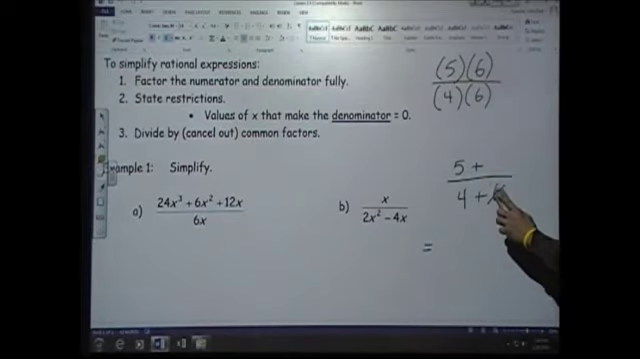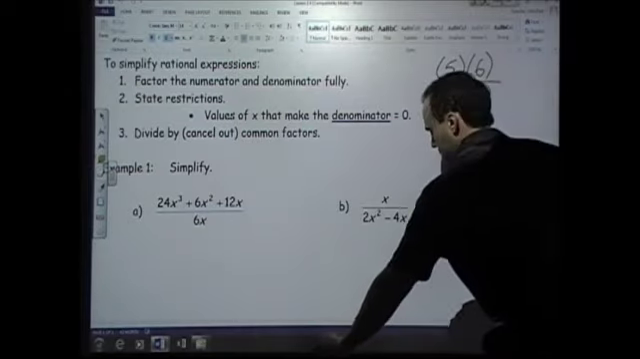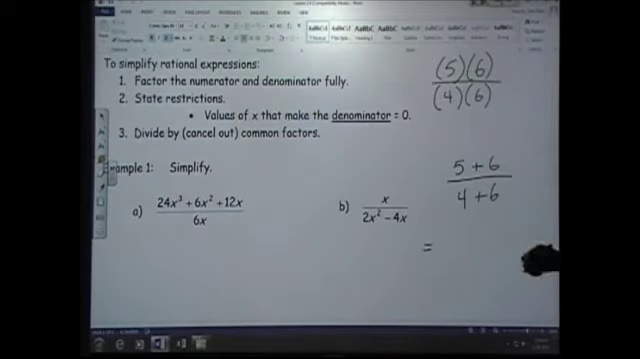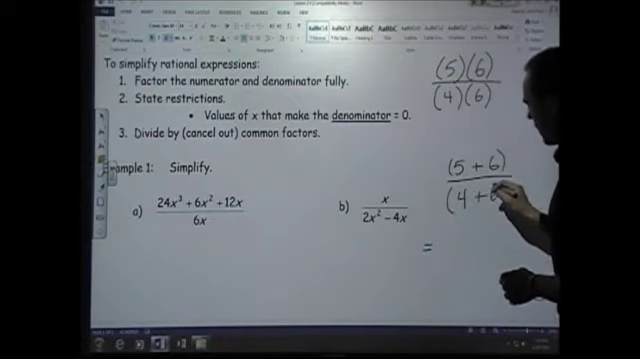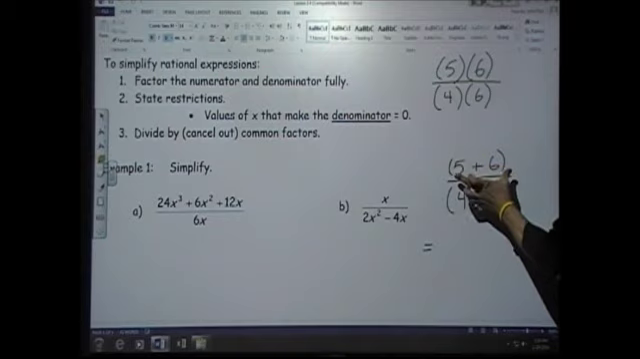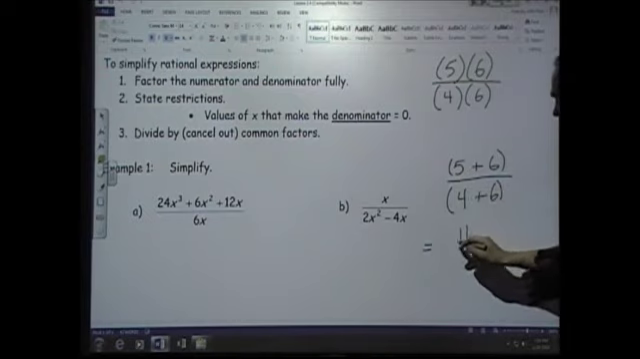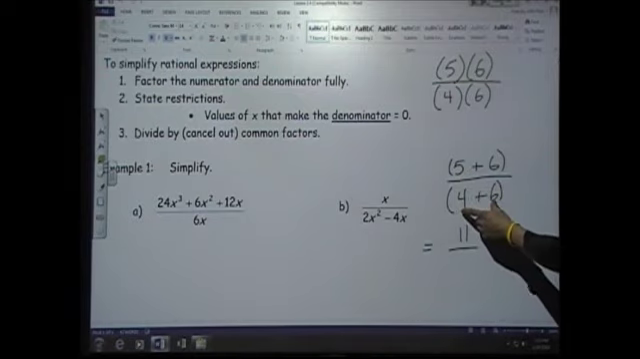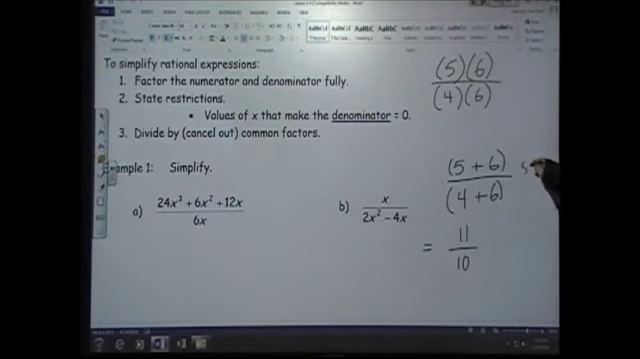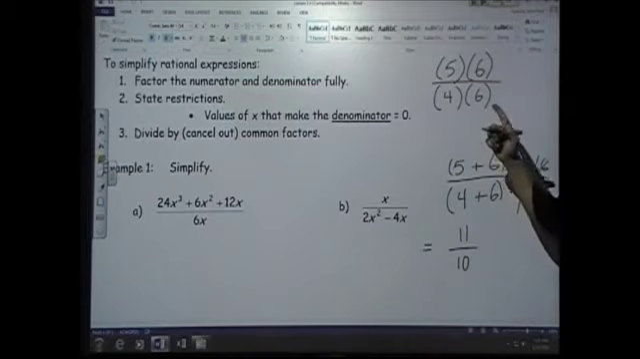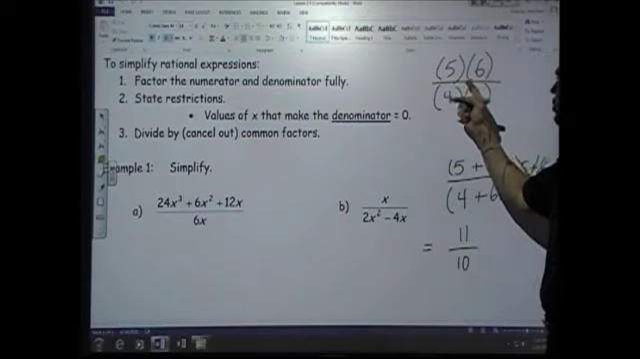Remember, BEDMAS: multiplication and division you could do at the same time, but addition and division you have to do in separate order. In this case, it's asking you specifically to add the top together. It's like having brackets there, so figure out the numerator first, which is 11, divided by the denominator second, which is 10. 11 tenths is the correct answer. If you did it this way, where you canceled out the 6, you would end up with 5 quarters, which is absolutely wrong.